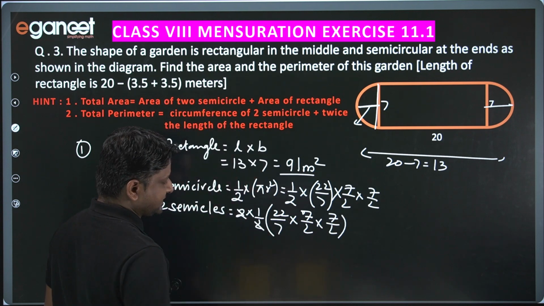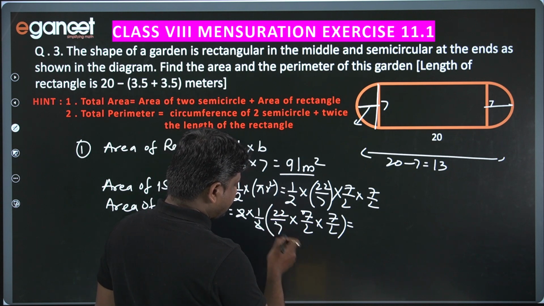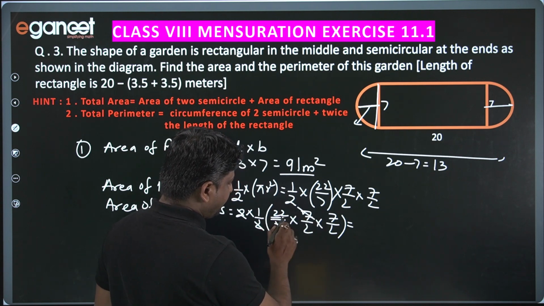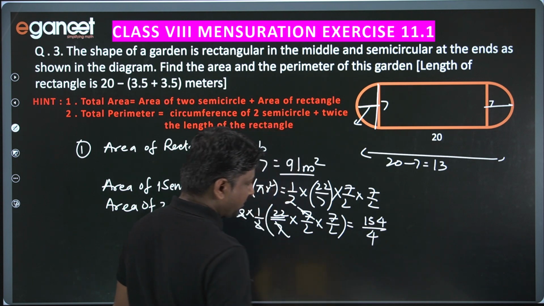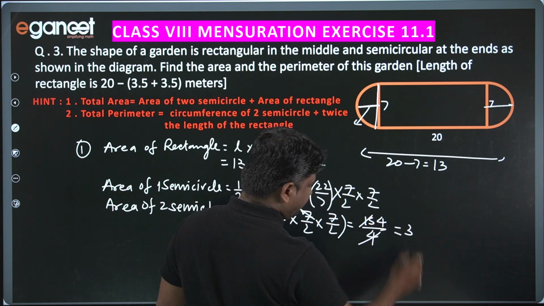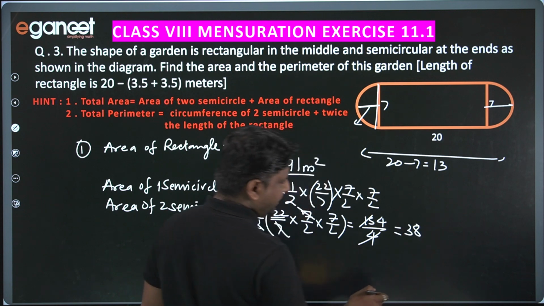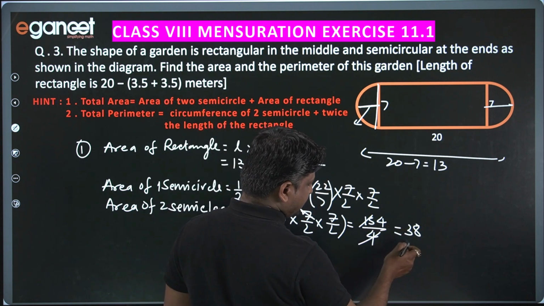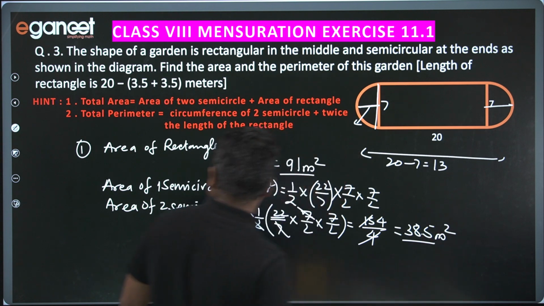So this 2 gets cancelled here. Let's further simplify it. Now this 7 and 7 get cancelled, and you have 22 into 7, which is 154, divided by 4. So let's divide 154 by 4. 4 3s are 12, 34. So 4 8s are 32, and what is left is 2. So this will be 38.5 meters square.